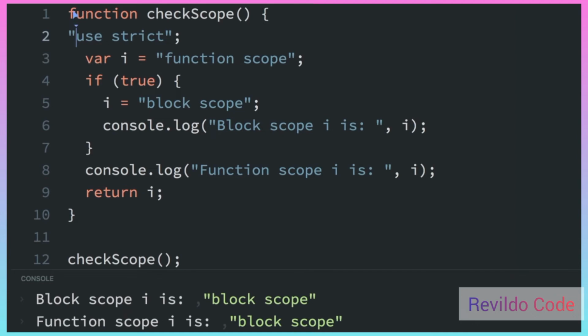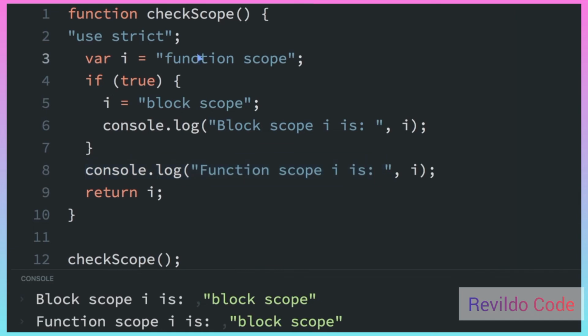If you see this code, we have this checkScope function, and we're calling it down here, and it's setting i with a var keyword to function scope. Then we're setting it to block scope in here, and you can see it's console.logging block scope i is, and it says block scope. And when we get down here, function scope, it's still block scope.